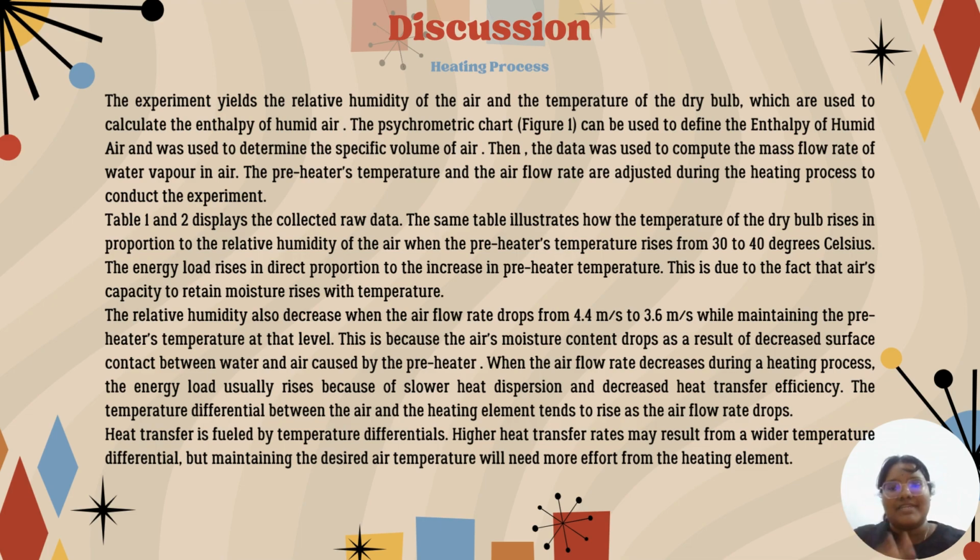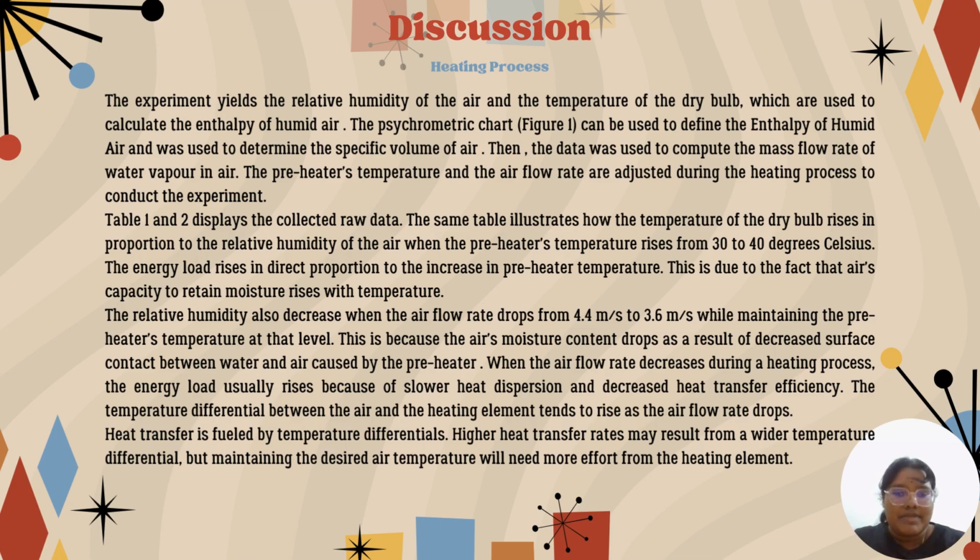Now we'll continue with the discussion. For the heating process, the experiment yields the relative humidity of the air and the dry bulb temperature, which are used to calculate the enthalpy of humid air. The psychrometric chart, which will be shown in figure 1, can be used to define the enthalpy of humid air and was used to determine the specific volume of air. Then, the data was used to compute the mass flow rate of water vapor in air.